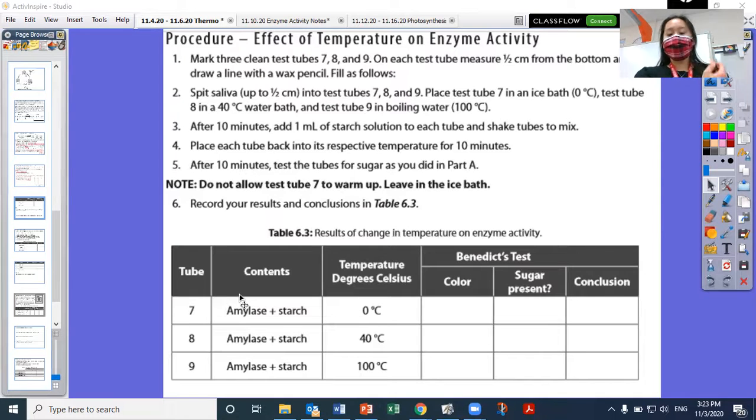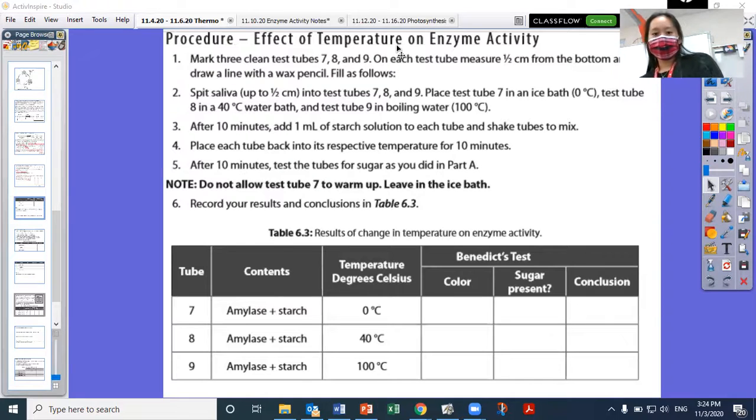So I had 3 separate test tubes, test tube 7, 8, and 9, and they were all in separate environments. As you can already take a sneak peek, they've all changed in color from the Benedict's test, but there are slight variations in their results. I'll get into detail when I actually show you. So you're going to be recording the color of 7, 8, and 9. Remember that their temperatures are what is different now, right? The contents are exactly the same.